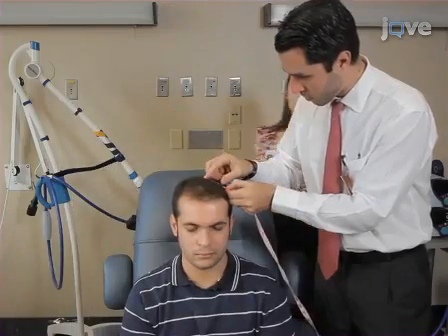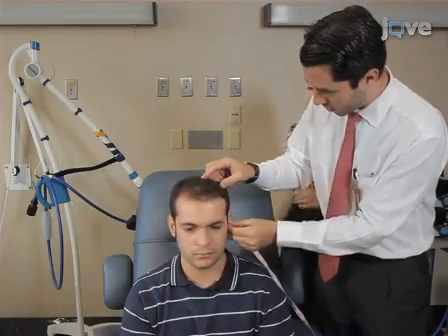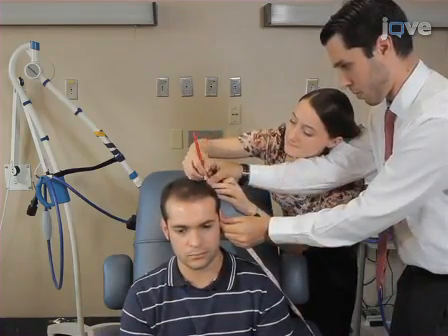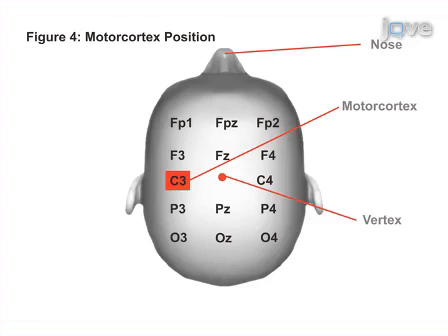To locate the primary motor cortex, or M1, calculate 20% of the auricular distance and measure this distance from the vertex along the auricular line. This spot should correspond to the C3 or C4 EEG location. This is the location that will be stimulated in this video.